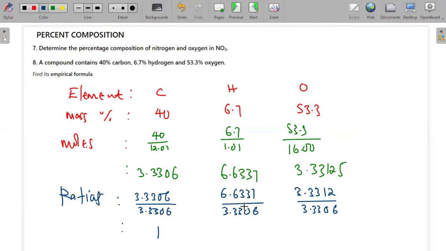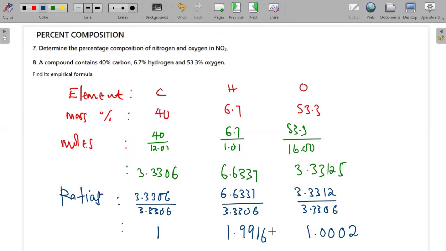Then the second one, let's do it. I have 6.6331 divided by 3.3306. So I find 1.9916. And then the other one is 3.3312 divided by 3.3306. So I'm finding 1.0002. Those are my ratios there. Can I round off these ratios? Yes, because they satisfy the conditions for rounding off.